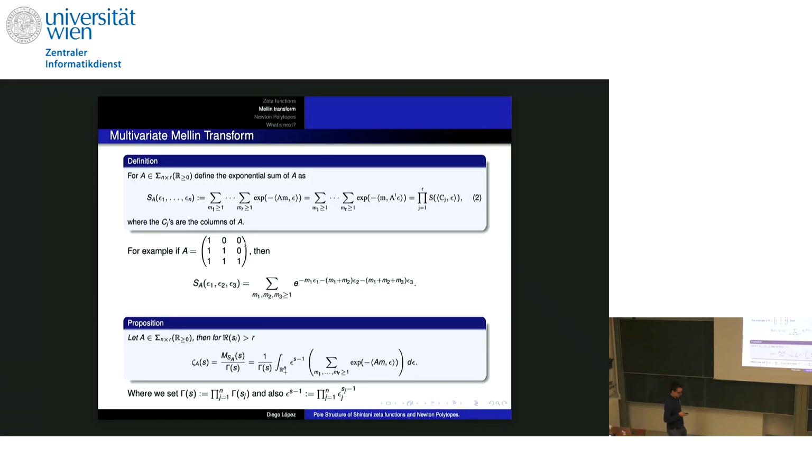In the case of Shintani zeta functions, something very similar happens. If we define this other type of exponential sum, it's just a generalization of the one we had before. Here is an example. We can also express the Shintani zeta function as a quotient of the Mellin transform of S_A over gamma of s. Here I am making a little abuse of notation, where gamma of s is just the product of the gamma of s_j for each j. And here epsilon^(s-1) is just the product of the epsilon_j to the power s_j minus 1.